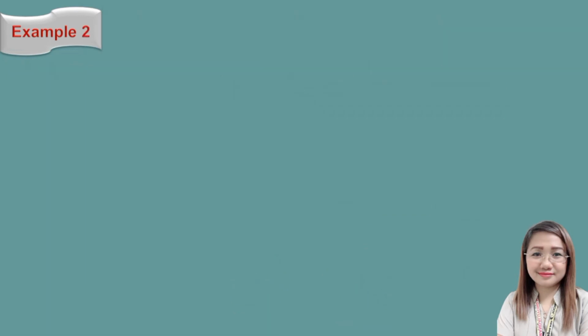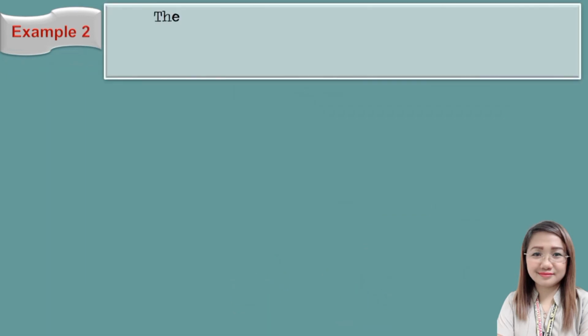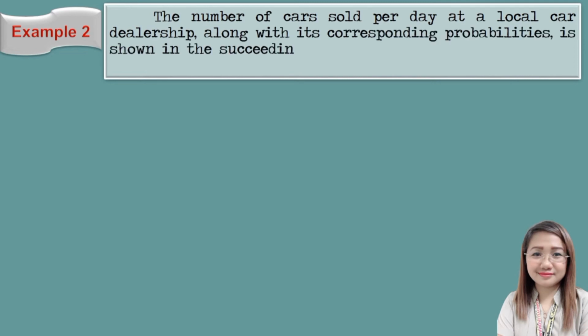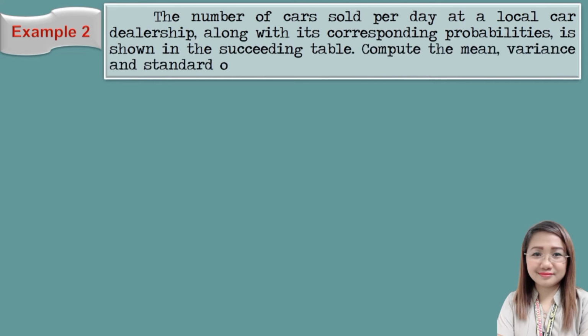Let's have example number 2. The number of cars sold per day at a local car dealership, along with its corresponding probabilities, is shown in the succeeding table. Compute the mean, variance, and standard deviation of the probability distribution.